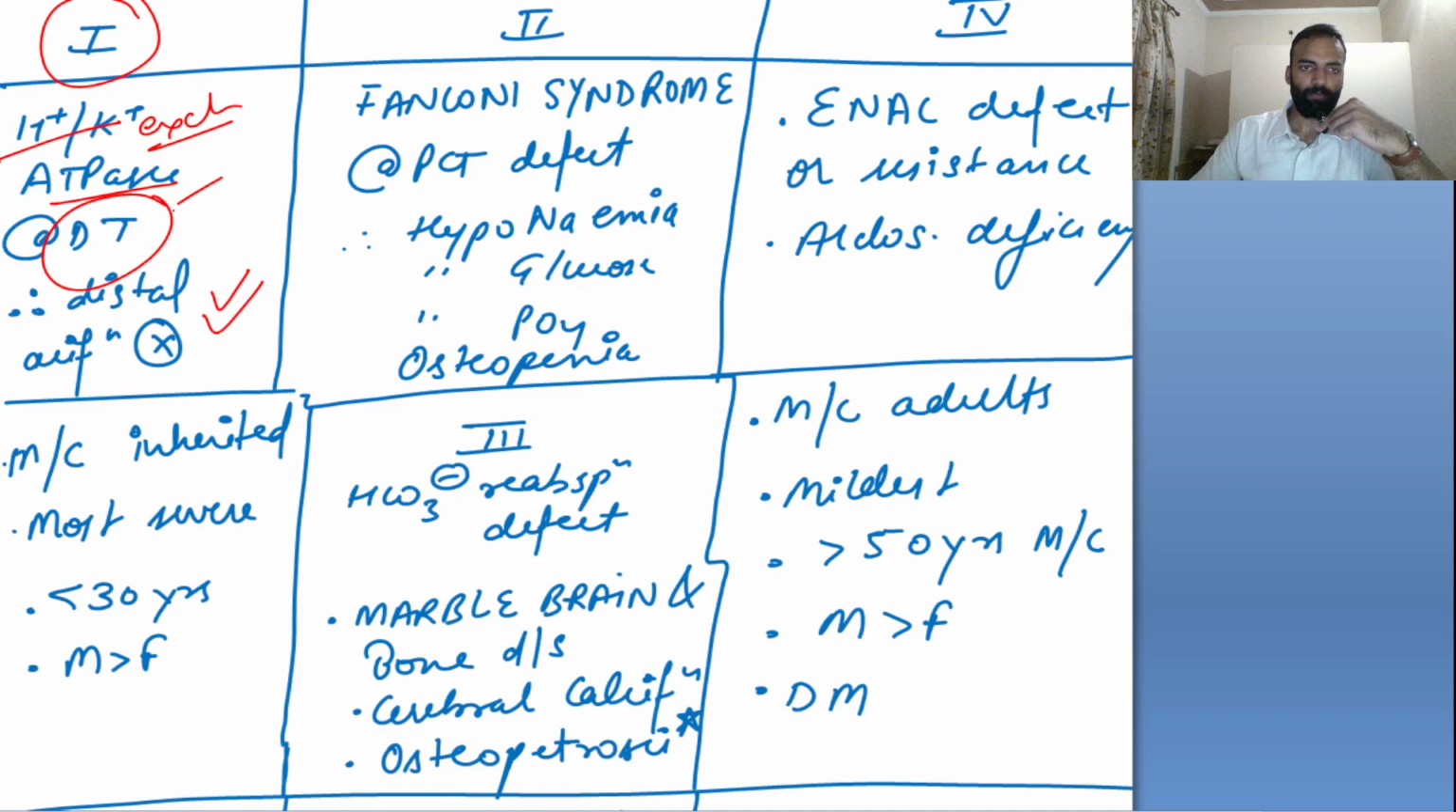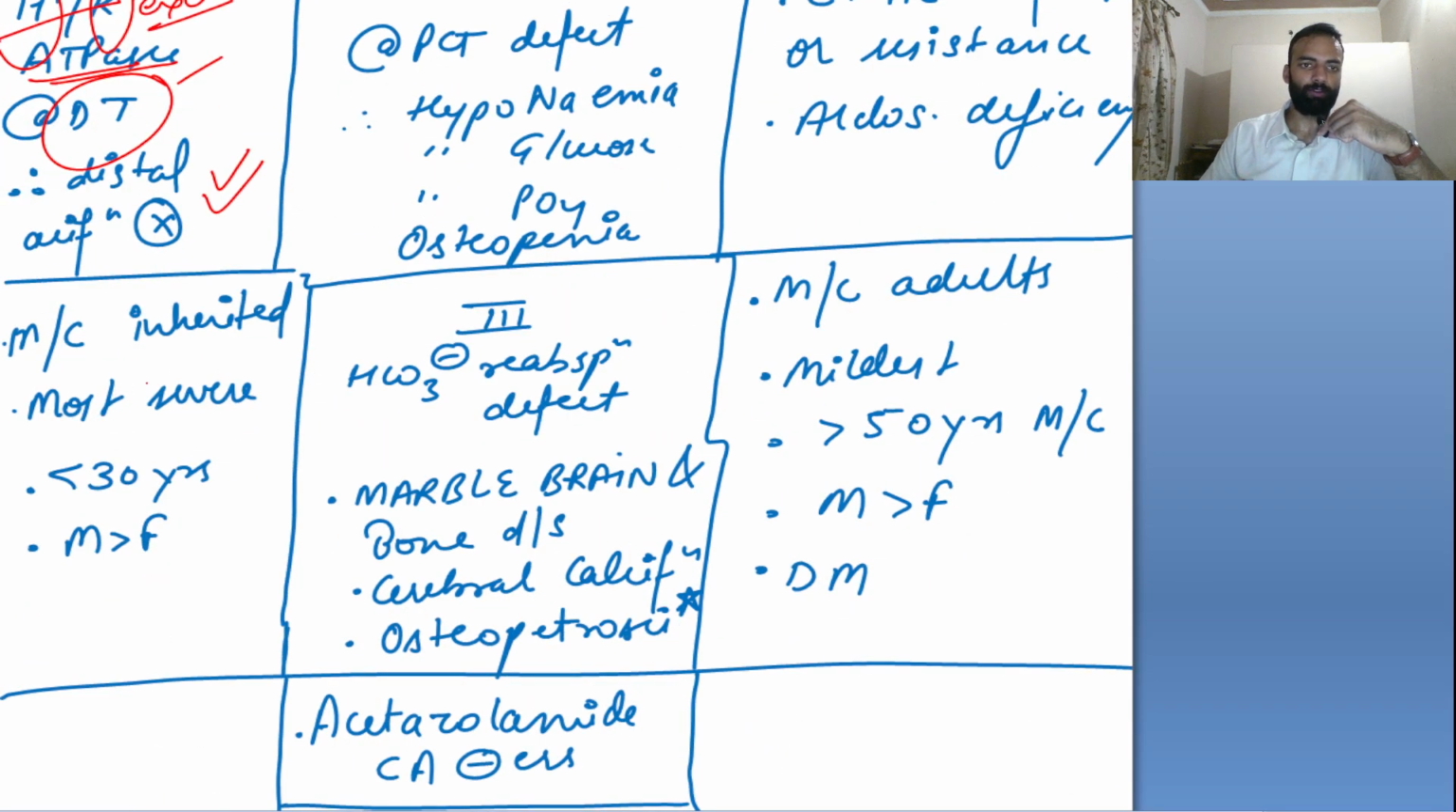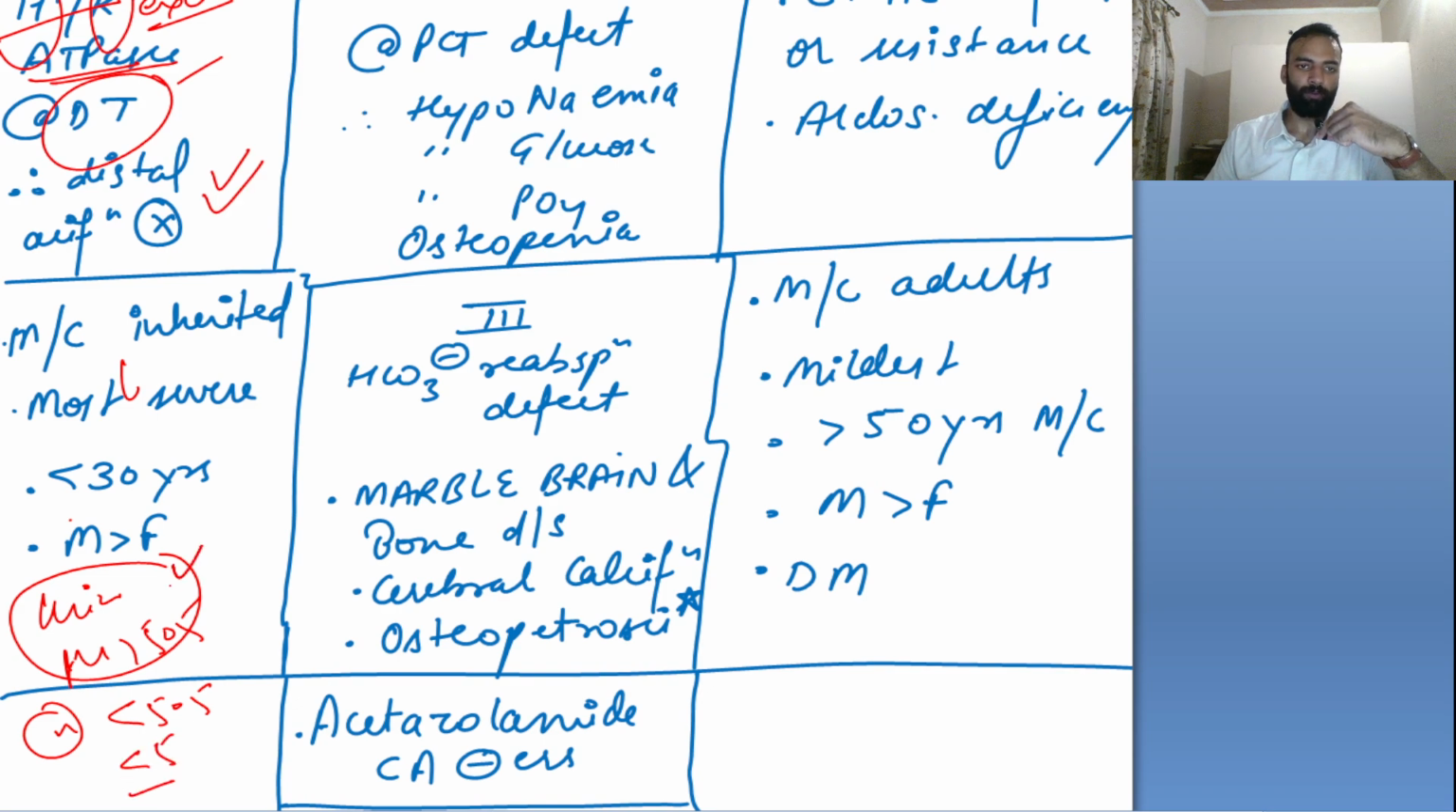So in type 1, there is the potassium and hydrogen ion ATPase pump which is defective, and there is no distal acidification. So the urine pH will be more than 5.5. Normal urine pH is less than 5.5 or less than 5. So here urine pH is more than 5.5, and it is the most common, inherited, and most severe, seen in patients less than 30 years, and males are more than females.